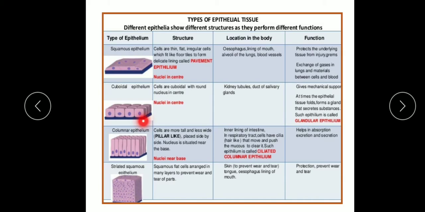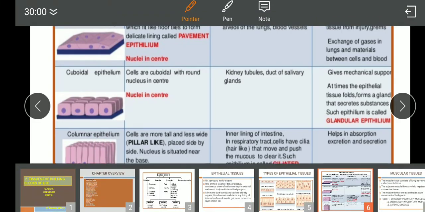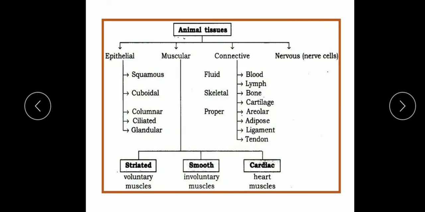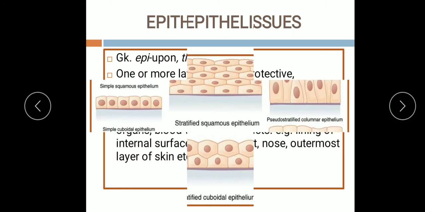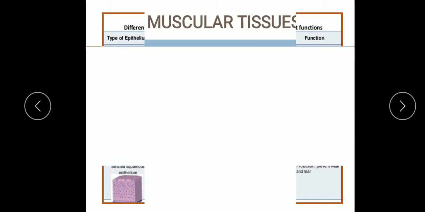So understood, children? All these four types of epithelium: squamous epithelium, cuboidal epithelium, columnar epithelium, and stratified epithelium. When they are present in the glands, then they form the glandular epithelium, and when the cilia are present, then they are known as the ciliated epithelium. So this is all about the epithelial tissue.